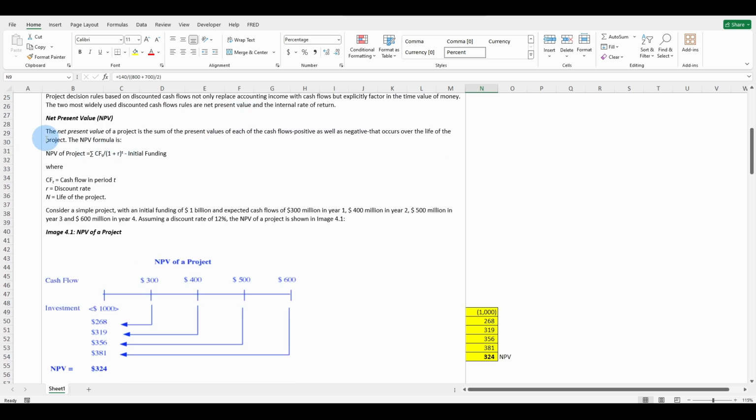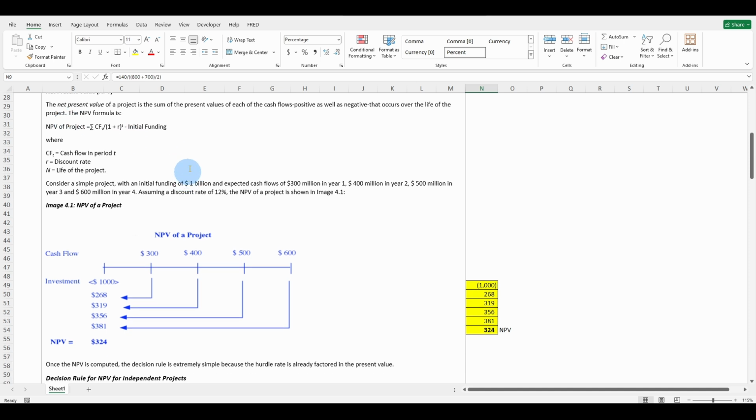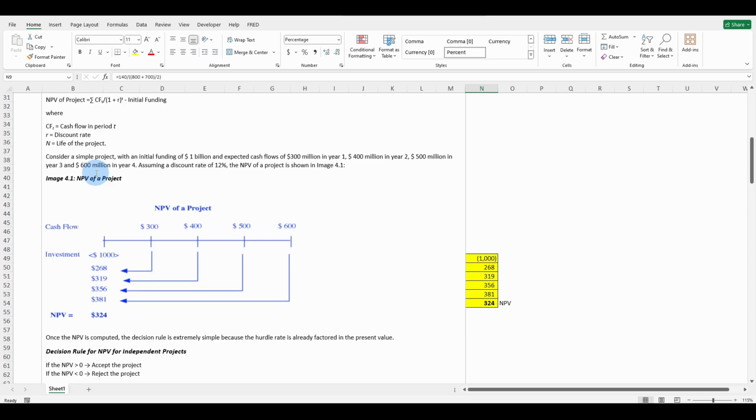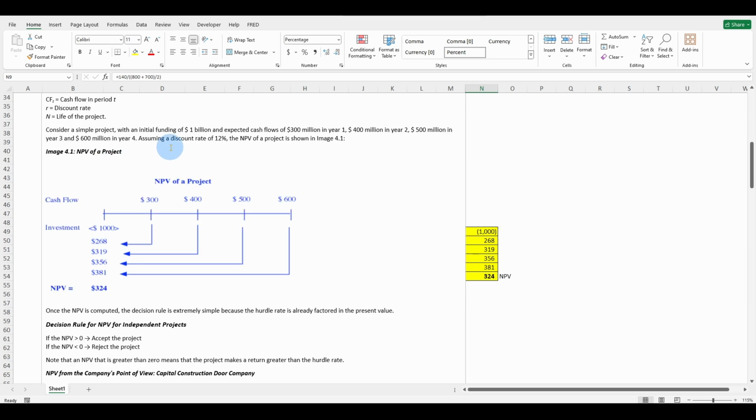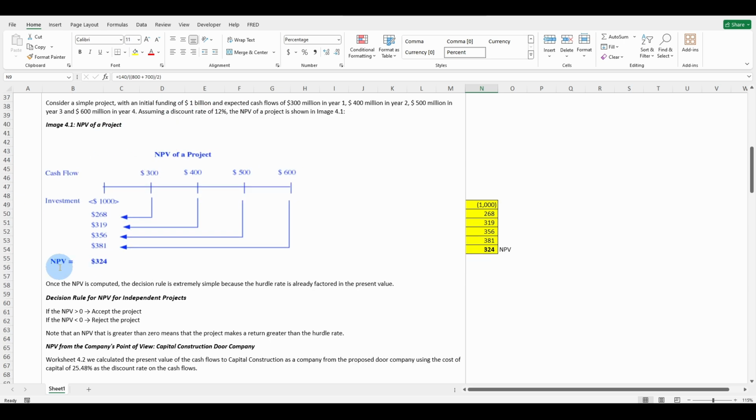Net present value. The net present value of a project is the sum of the present value of each of the cash flows, positive as well as negative, that occur over the life of the project. The formula is: net present value of project equals the cash flows divided by the discount rate, over the life of the project. Consider a simple project with an initial funding of $1 billion and expected cash flows of 300, 400, 500, and 600 million over a 4-year period. Assuming a discount rate of 12%, we get a net present value of 324. Here it is, just the numbers discounted over time.